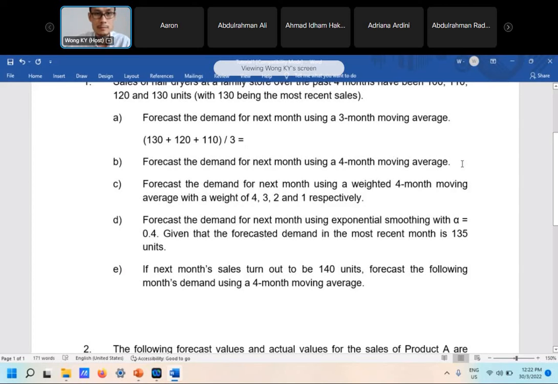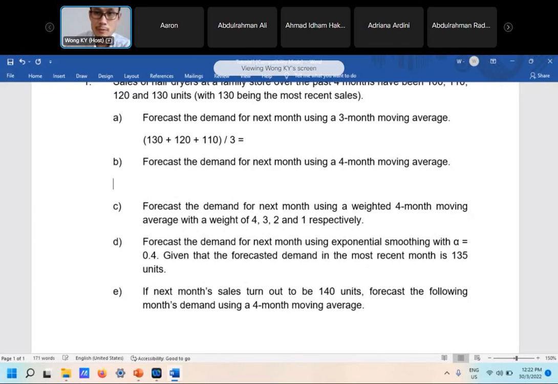Okay, next, B: forecast the demand for next month using a 4-month moving average. So instead of a 3-month moving average, the question now says 4-month moving average. Okay, Amiro, give me the answer: 100, 110, 120, 130, divided by 4, 115. Okay, so everyone can refer to the chat. So 115, okay, 115.